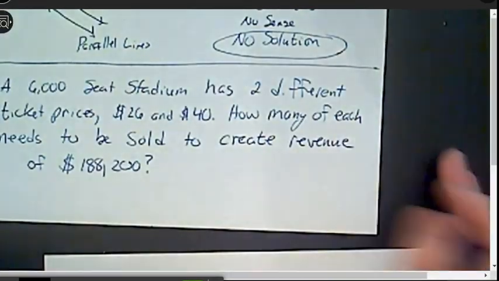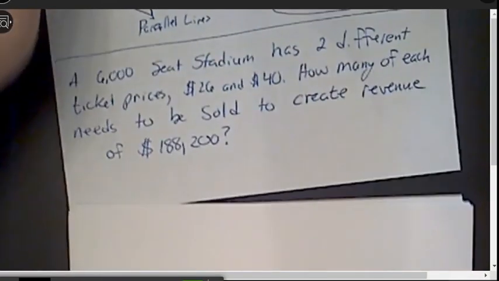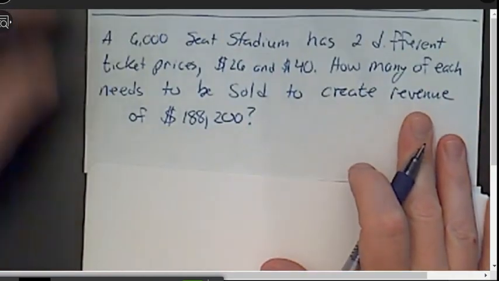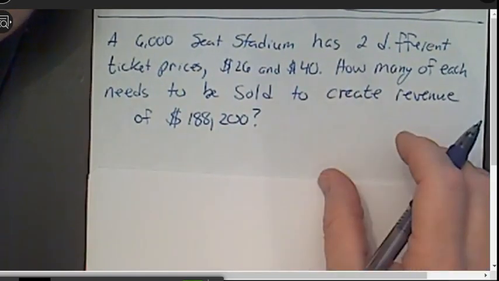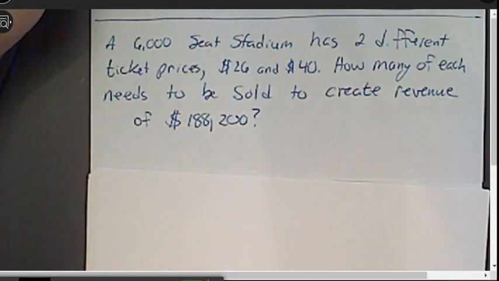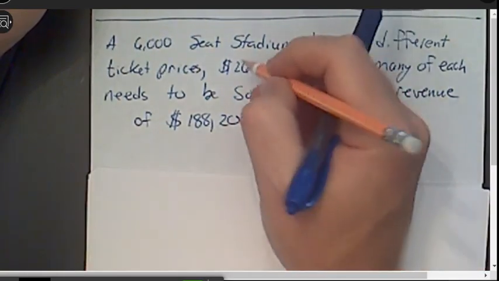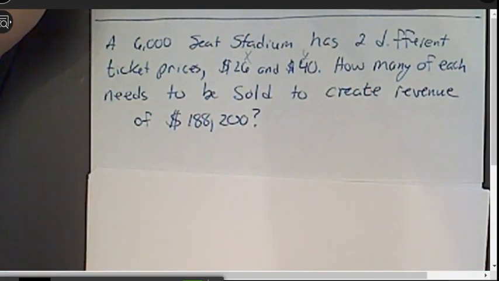Gotta go ahead and move down to the next page here. Okay, so here's what we've got to do. Sometimes people kind of skip over the first one because they'll figure some things out and get the second part. The one that's sometimes the easiest to look past is it's a 6,000 seat stadium. So you've got two different types of tickets. You can call one of them X and one of them Y. X is the $26 tickets and Y is the $40 tickets. Whatever you want to call it doesn't really matter.